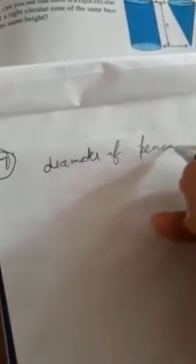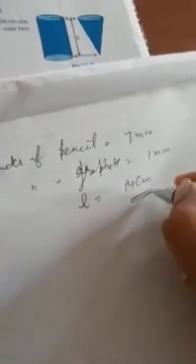Firstly we will write the diameter of pencil, that is 7 mm, and diameter of graphite, that is 1 mm. Length is given 14 centimeter. We convert this also in millimeter, that is 140 millimeter, because 1 centimeter is equal to 10 millimeter. Now we have to find volume of the wood and volume of graphite.